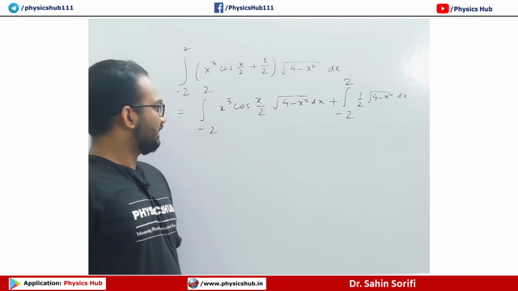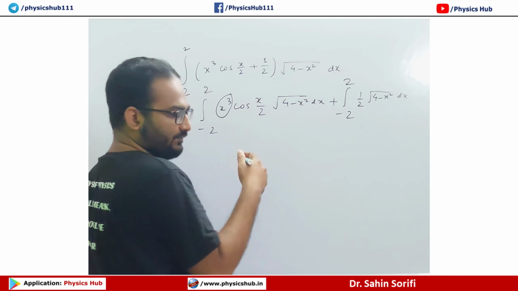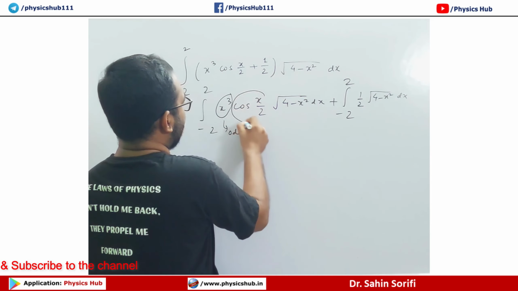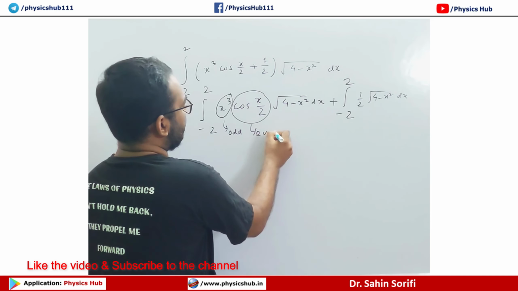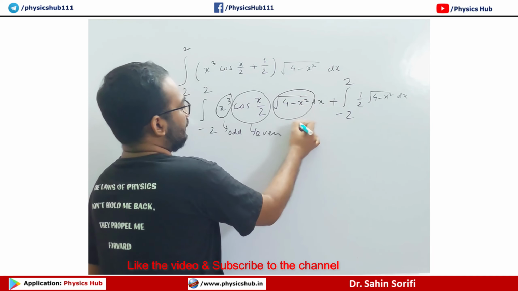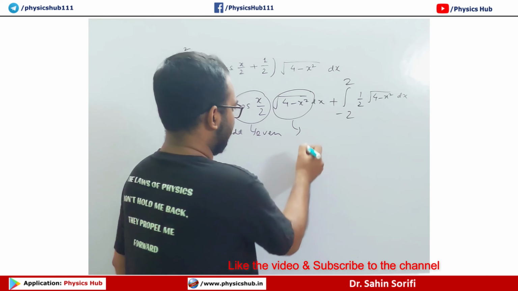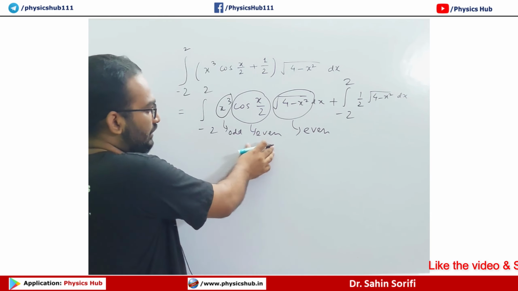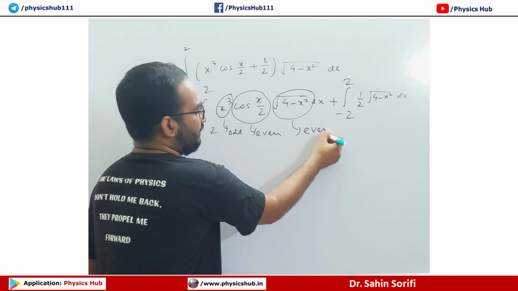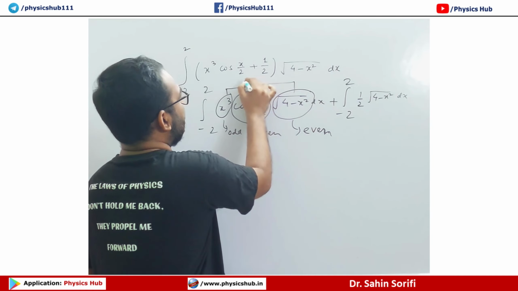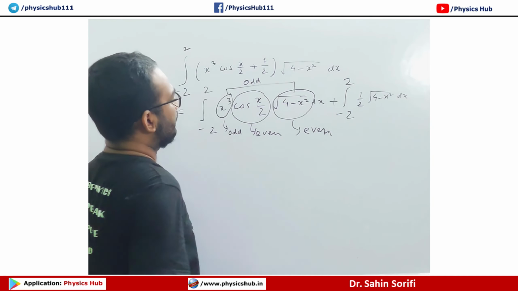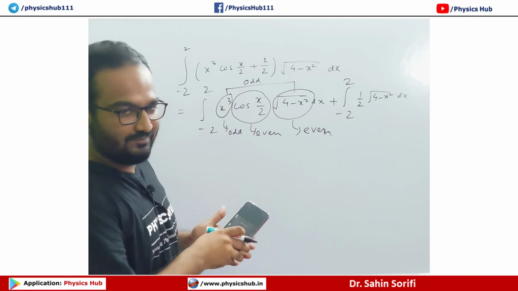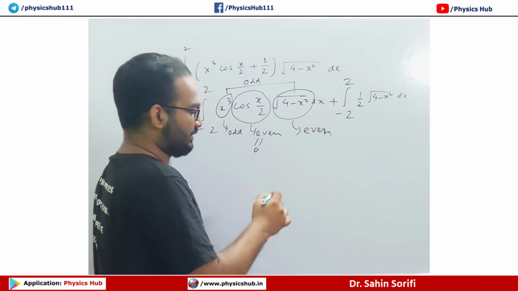Now you notice one thing, this x cube, what kind of function is it? It is an odd function, right? Cos x by 2, cos is an even function, and this √4 minus x square, what kind of function is it? Even function. Odd into even is odd, odd into again even, that makes the whole integrand odd. Now if you integrate an odd function in this interval -2 to +2, you get a big 0. So the first term is 0.